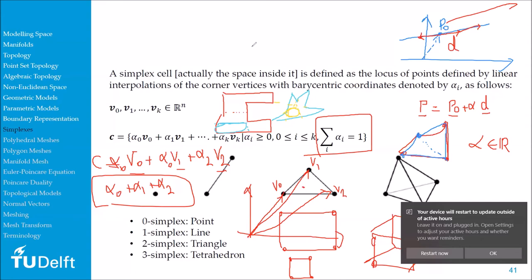But with simple convex shapes, this is really easy because you can easily see that any point in this shape can see any other point in the region.